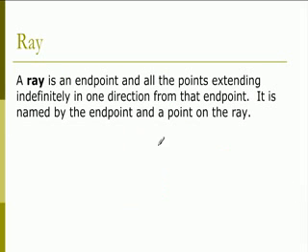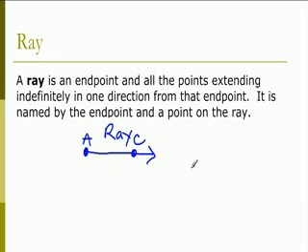So those are two different ways you can talk about a line. A ray is an endpoint and all the points extending indefinitely in one direction from that point. It is named by the endpoint and a point on the ray. So like I showed you in the previous slide, this is called a ray. Okay, and on this ray it would start at A and then we would pick another point. So this is ray AC.